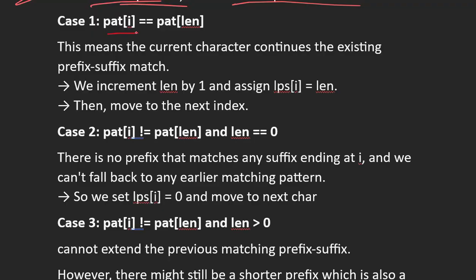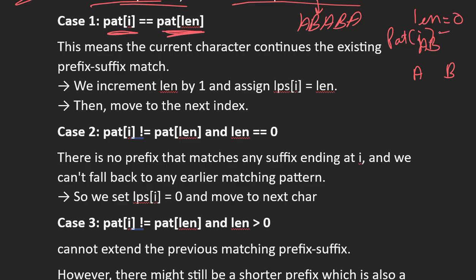So suppose pattern of I is equal to pattern of length. Let's take an example, A B A B C. Suppose initially our length is equal to 0. We are right now at index number 1. So what is our string? Our string is AB. So the prefix is A and the suffix is B. So pattern of I is not equal to pattern of length here, but we'll be looking at this case.